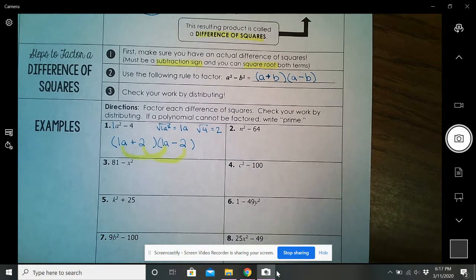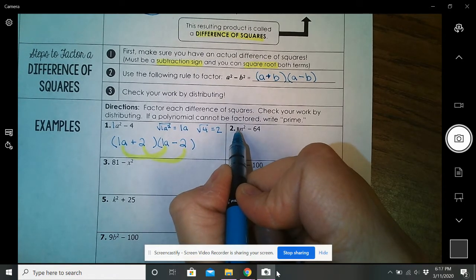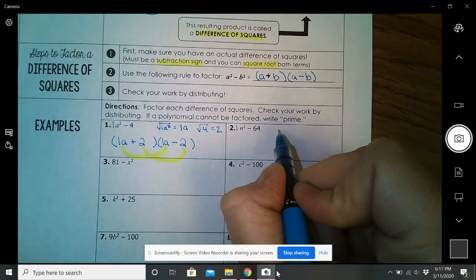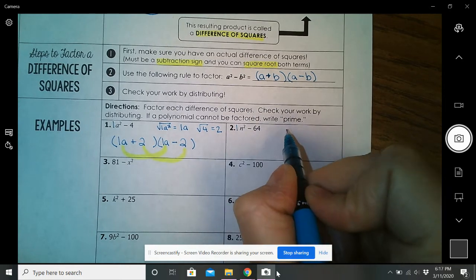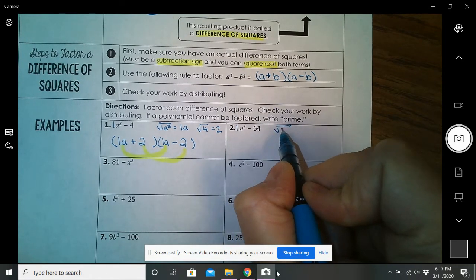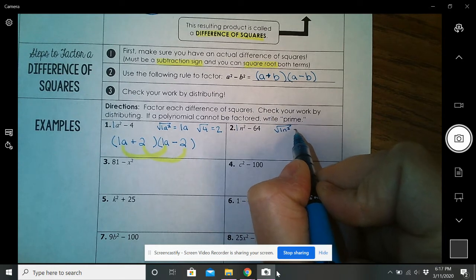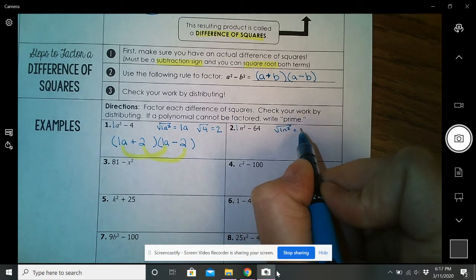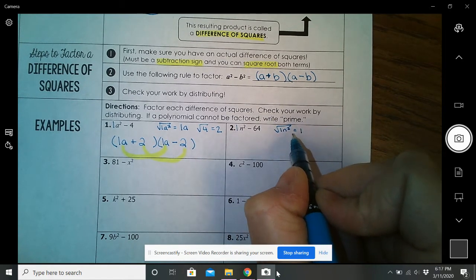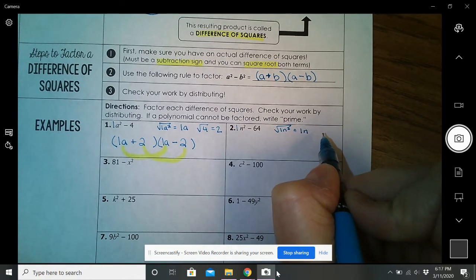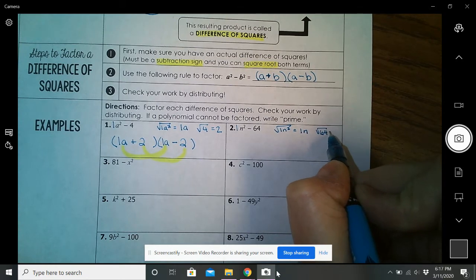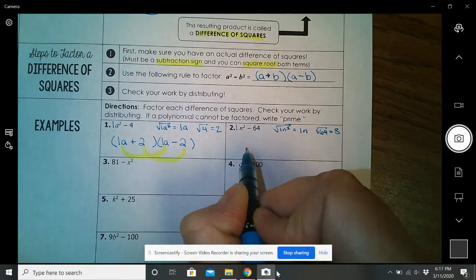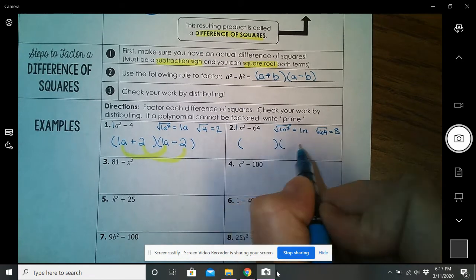All right, let's try again. Again, for number 2, you can put a 1 out front if you want to. So we're going to make sure this is a difference of squares. There is a minus sign between them, and we have to be able to take the square root of each of these terms. So the square root of 1n squared, let's think it through. The square root of 1 is 1. The square root of n squared is just n. We also have to be able to take the square root of 64, and the square root of 64 is 8.